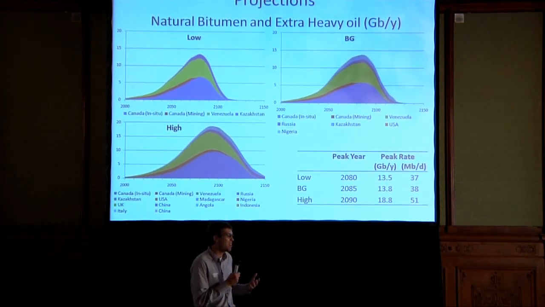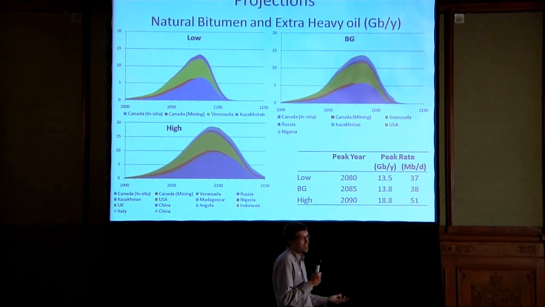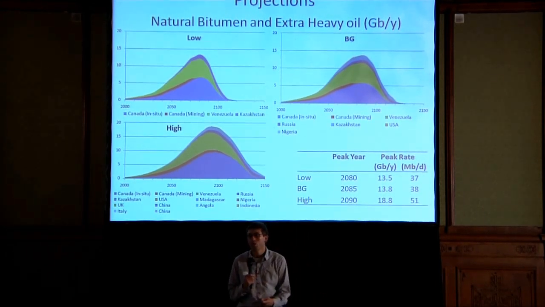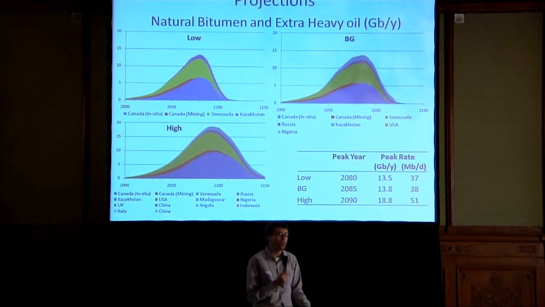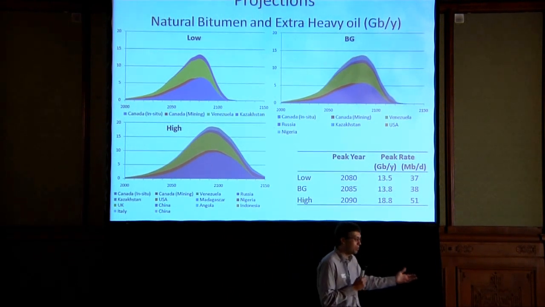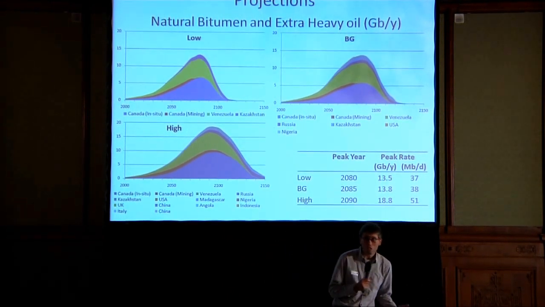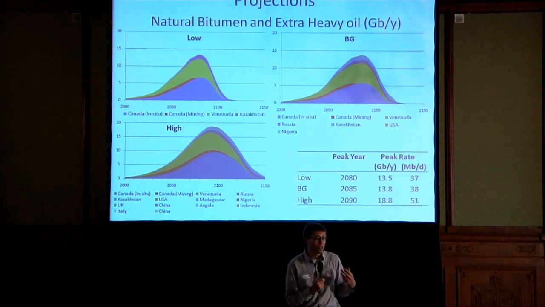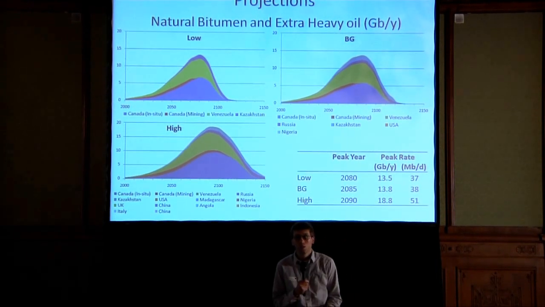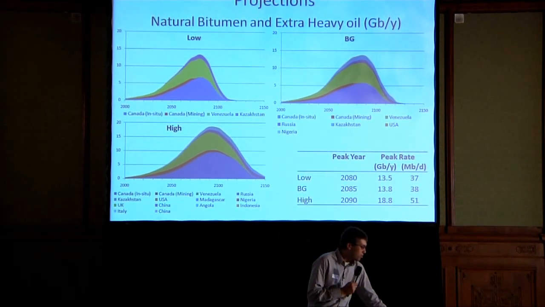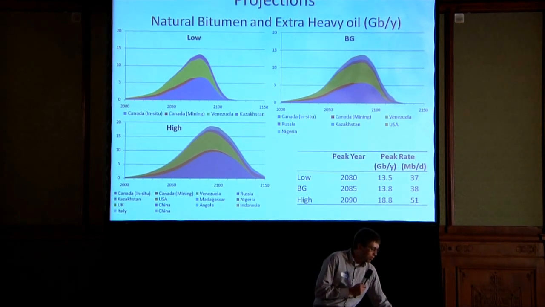So we're looking at about 13, say 19 gigabarrels per year by the end of this century from unconventional oil, by natural bitumen and extra heavy oil. That's quite a substantial amount, and it's quite a rapid rate at which we're putting that online. So, quite good so far.